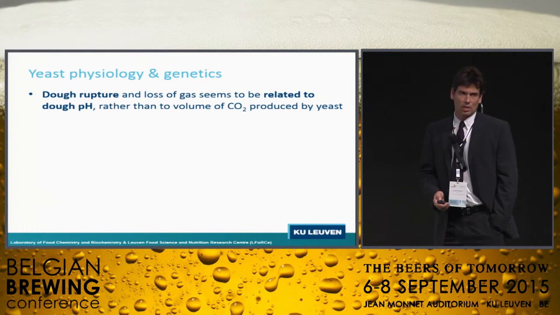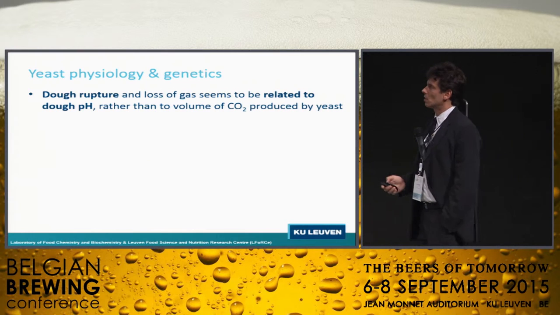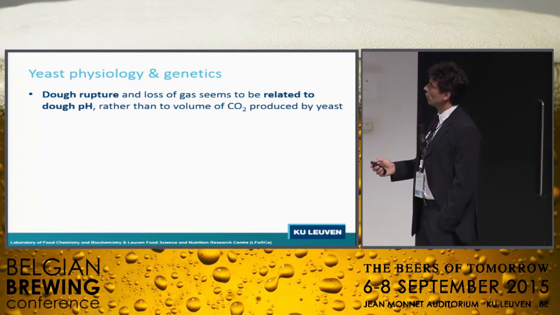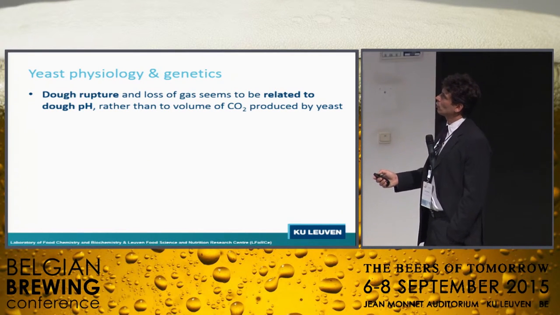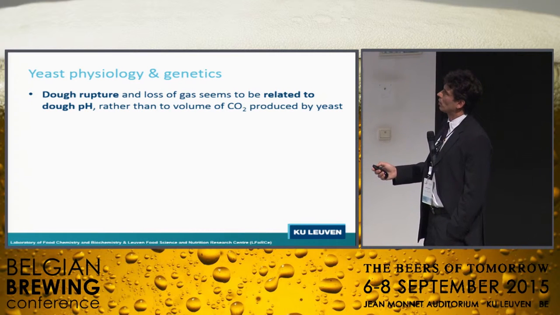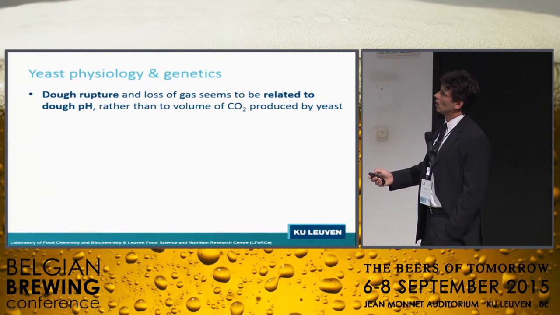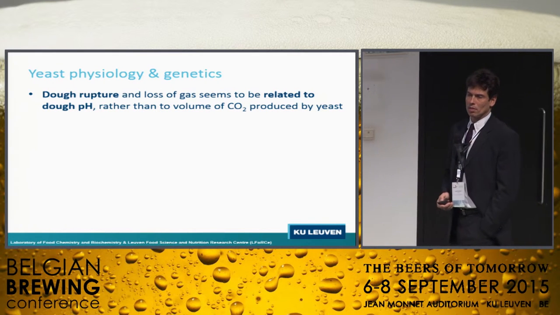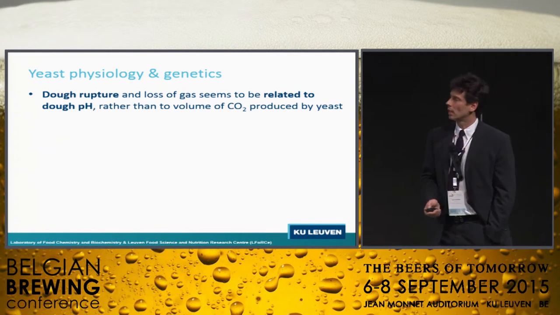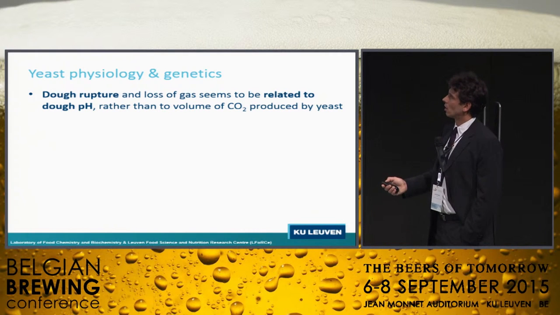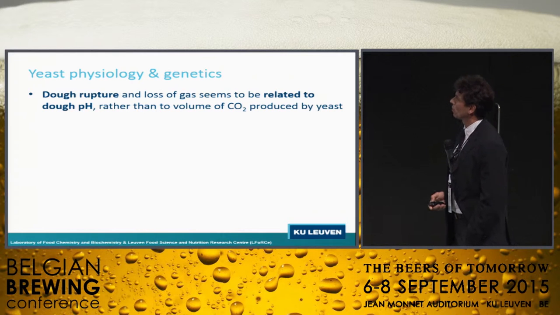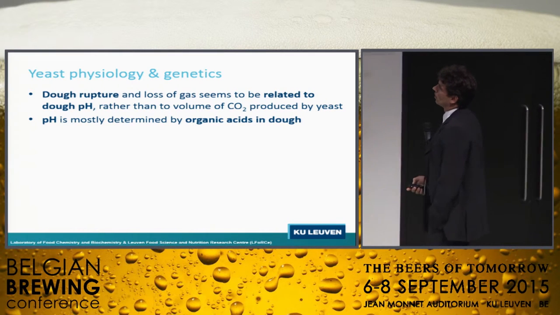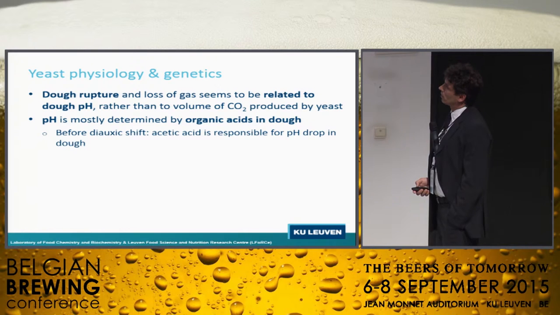What we observed is something interesting in the sense that we could not relate breaking of dough rupture so much to the amount of carbon dioxide that was produced by the yeast, but rather more to dough pH, showing us that the impact of acids on what the dough does is much larger than the amount of carbon dioxide that you actually blow into the volume. pH mostly determined by the organic acids.